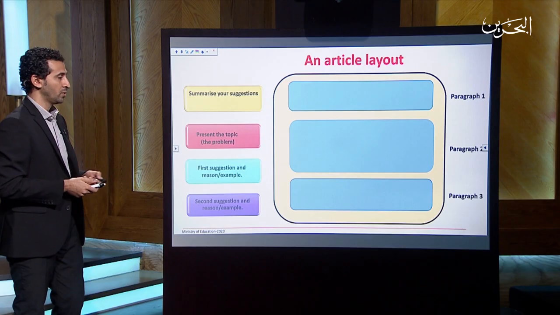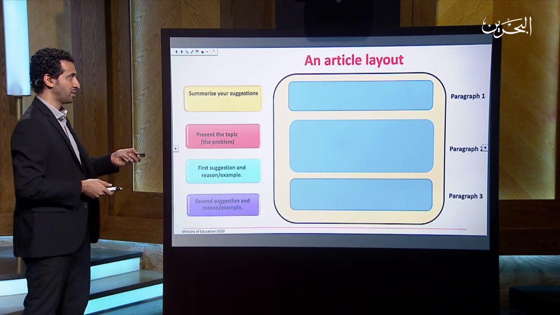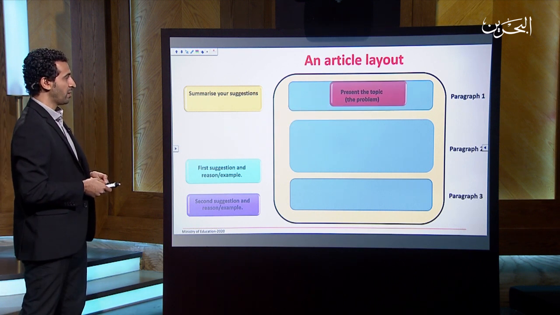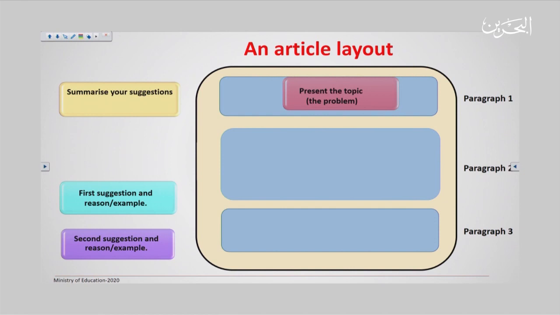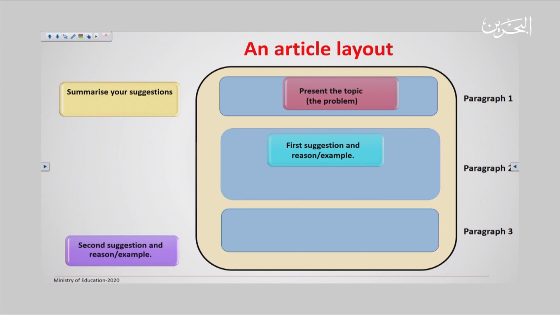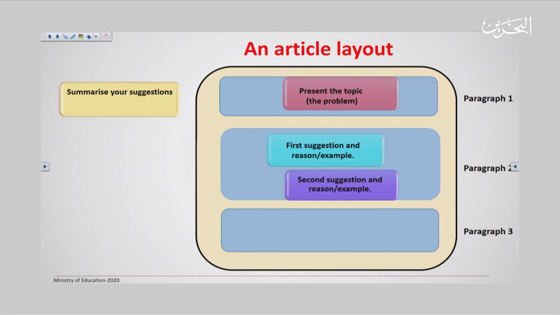So let's have a look at the answer. So in paragraph one, we present the topic. So this is the introduction or the problem that you are going to discuss. So in the second paragraph, we write about our first suggestion and reason examples. And of course, in the same paragraph, we can write about the second suggestion and reason and examples. And of course, you can have more than two suggestions if you have more ideas.